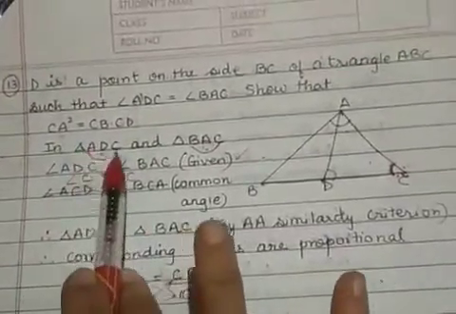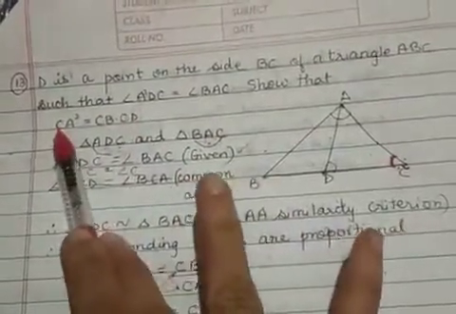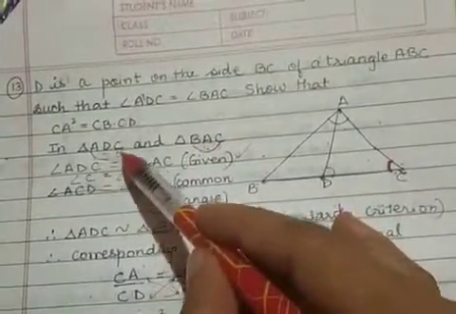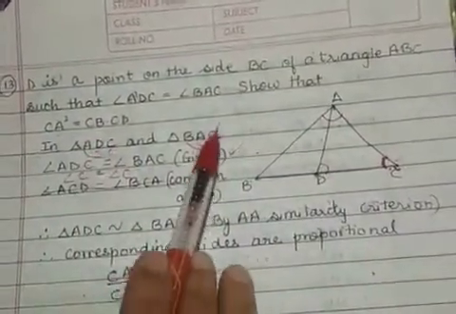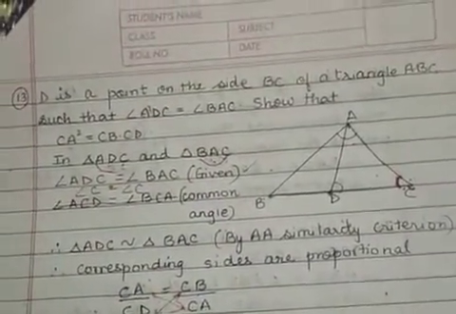So which sides you have to take will depend on the question or what you are asked to prove, and accordingly you have to take the same vertices. So don't forget to check which vertices are taken, and accordingly you have to take the same vertices.